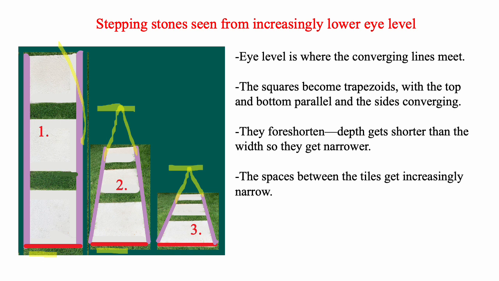The tiles resemble trapezoids, where their tops and bottoms are parallel and their sides are converging. They flatten with distance because their vertical length going into the distance gets smaller than their width. In other words, the distance direction foreshortens. The spaces between the tiles in number 1 are the same size, but they get increasingly narrow in 2 and 3.